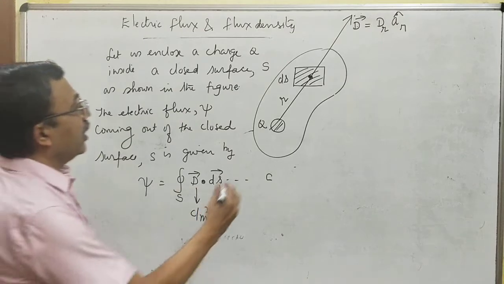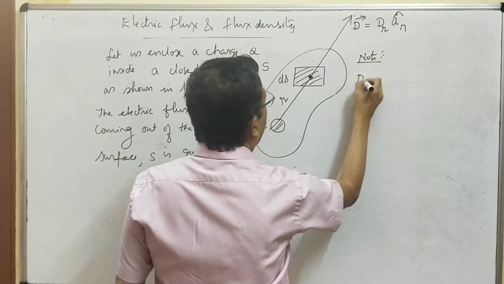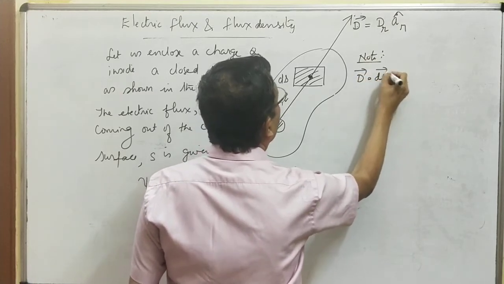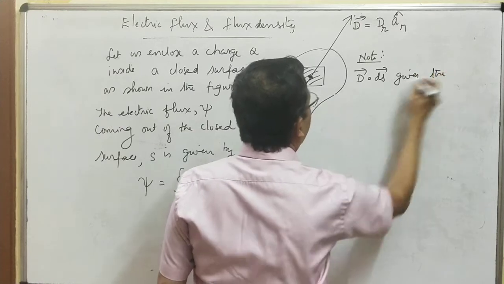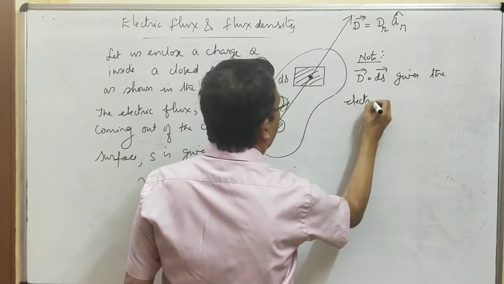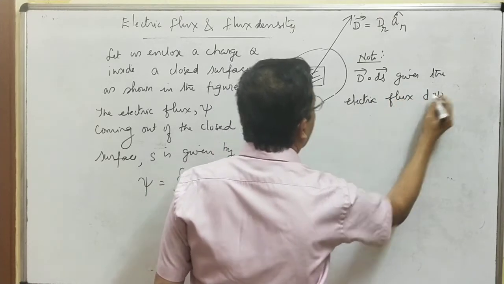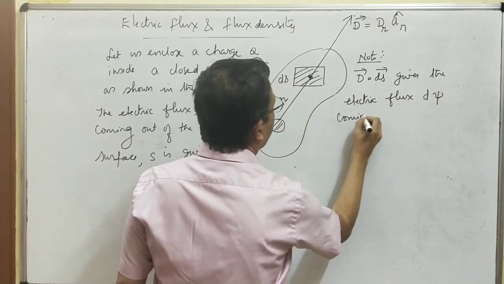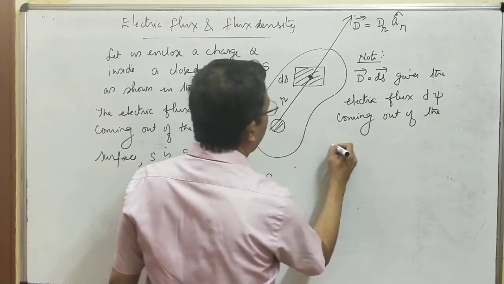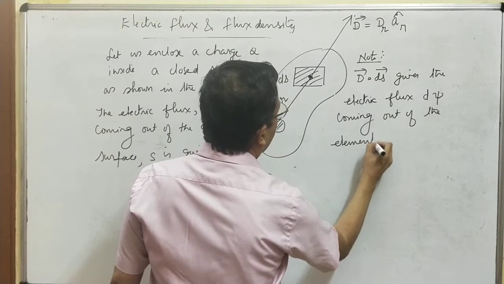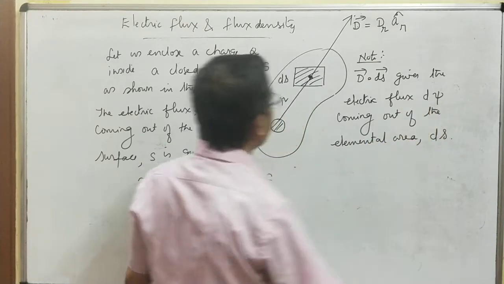In fact, note that D dot ds gives the electric flux d psi coming out of the elemental area ds.